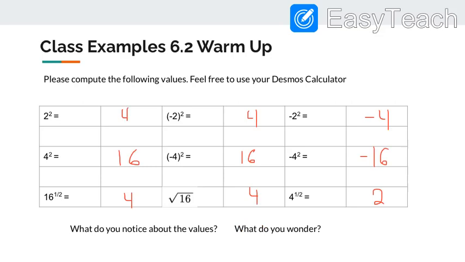So these are the values. You might notice that the ones with the squares are always getting bigger. You may also notice that if you have negatives inside parentheses, they become positives, but if you forget to use parentheses, they stay as negatives. You'd also notice that the 1/2 and the square root are the exact same thing. They both give you 4. And a 1/2 power is the same as square root, so 4 to the 1/2 power is the same as the square root of 4, which is just 2.